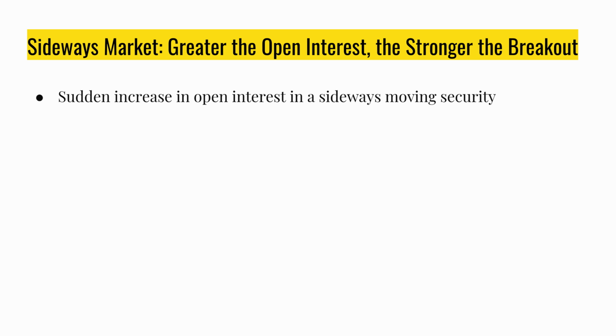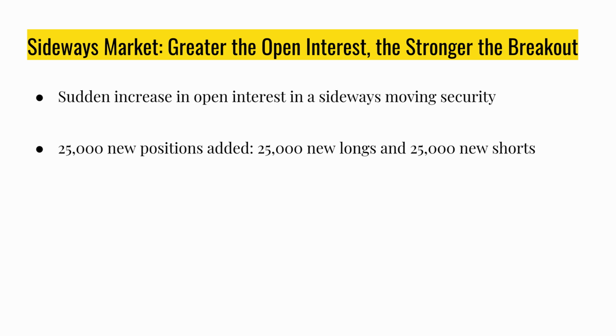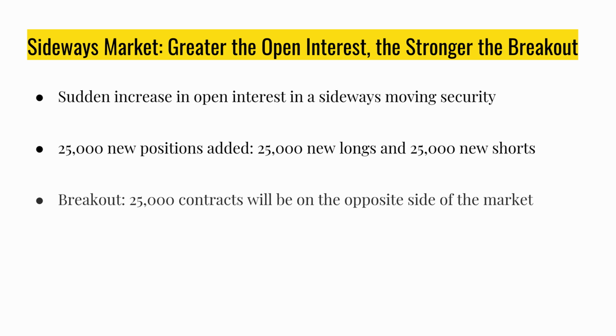In a sideways market, if there's a sudden increase in open interest, then this means traders are predicting a breakout in either way. For instance, if 25,000 new positions were added, this means that there are 25,000 new longs as well as 25,000 new shorts. This means at the breakout, 25,000 contracts will be on the opposite side of the trade.